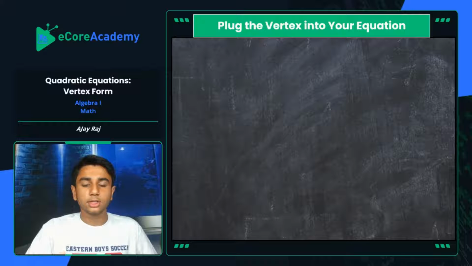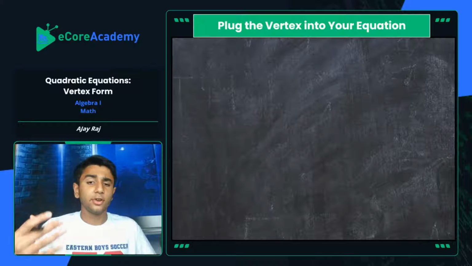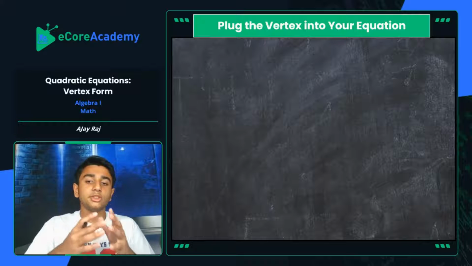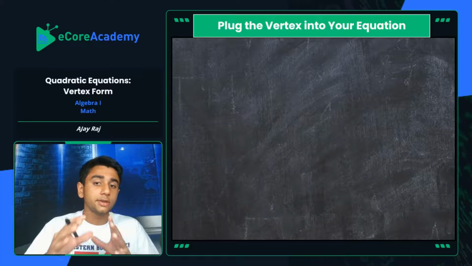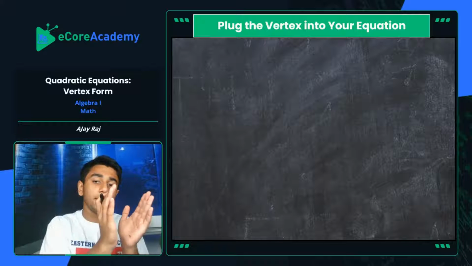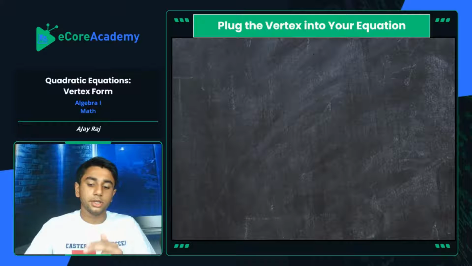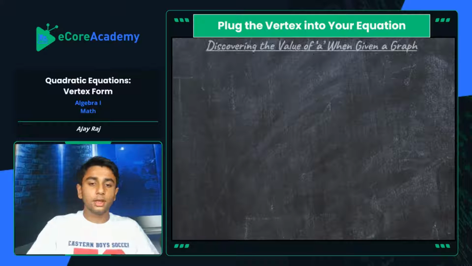All right, now for our final slide, we're going to essentially practice a very valuable skill, and this is going to be plugging the vertex into your equation using vertex form in order to calculate for your a value, to take a parabola and literally transform it with all the information into a vertex form equation. So we're going to do the reverse. So we're going to discover the value of a when given a graph.